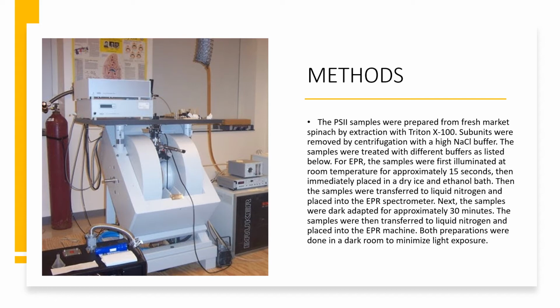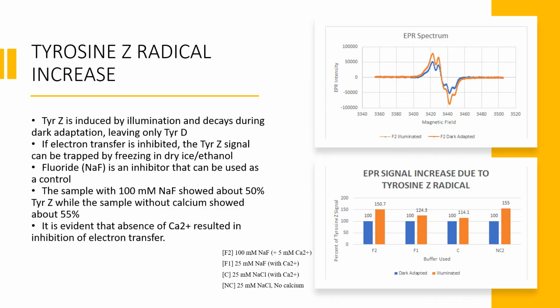EPR is a technique which depends on an unpaired electron, and you observe transitions in a magnetic field. Tyrosine Z is induced by illumination and decays during dark adaptation, leaving only tyrosine D. Fluoride is a known inhibitor that increases the tyrosine Z signal. Therefore, it was used as the control.